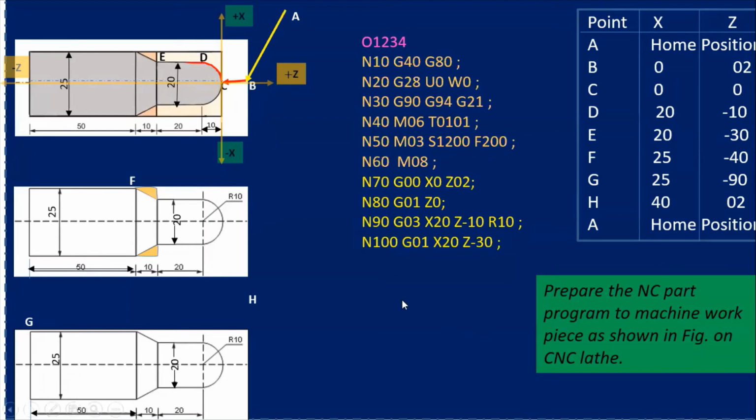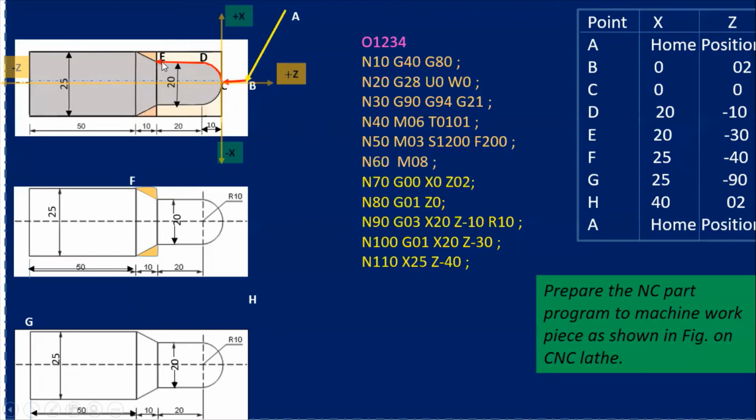Next will be block number 100. G01, again I'm coming to linear interpolation. So here the tool will move from D to E. You can see the coordinates X20, Z minus 30. See, X20, Z minus 30. G01 is linear interpolation, so this will be just a plain turning operation here.